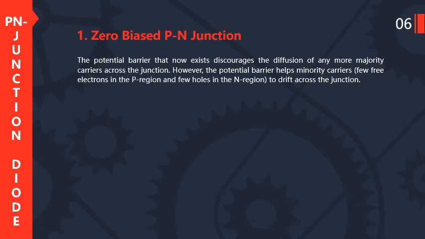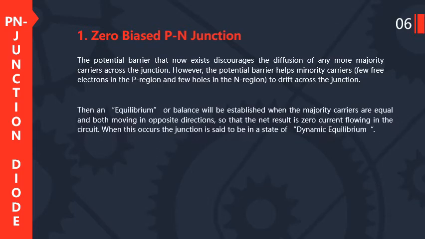Now next is zero bias, continued. The potential barrier that now exists discourages the diffusion of any more majority carriers across the junction. However, the potential barrier helps minority carriers, meaning few free electrons in the p region and few holes in the n region, to drift across the junction. So this is all about the zero biased PN junction.